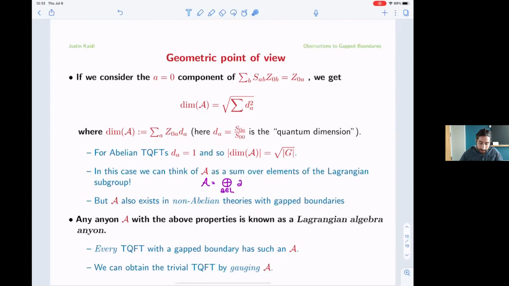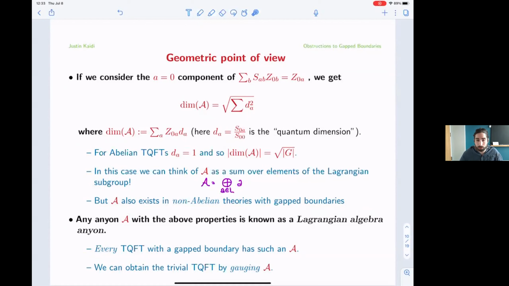But what we've seen is that A actually also exists in non-abelian theories, so it goes beyond just Lagrangian subgroups. Partially in reference to the fact that they're related to Lagrangian subgroups, we'll call them Lagrangian algebra anions. Of course, these Lagrangian algebra anions have been developed in the math literature and used in the physics literature. But what we just proved geometrically is that every TQFT with a gapped boundary has a Lagrangian algebra anion.